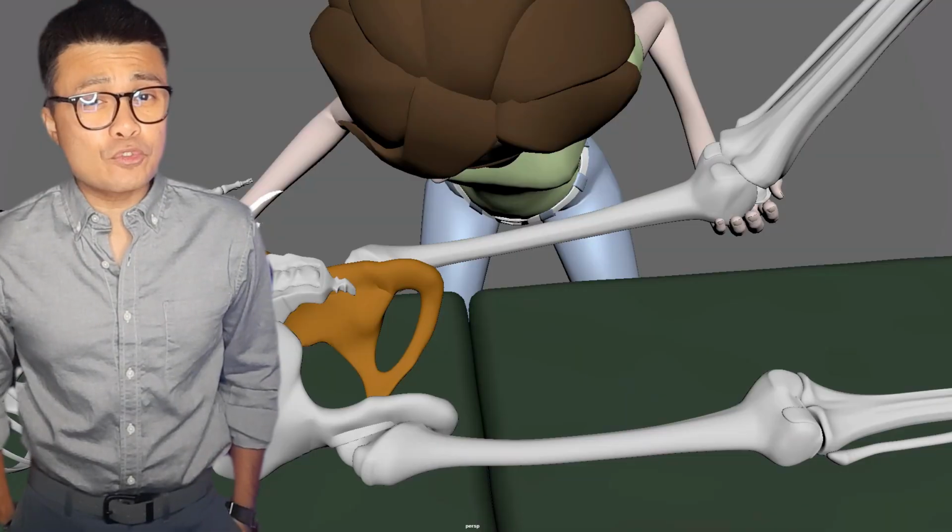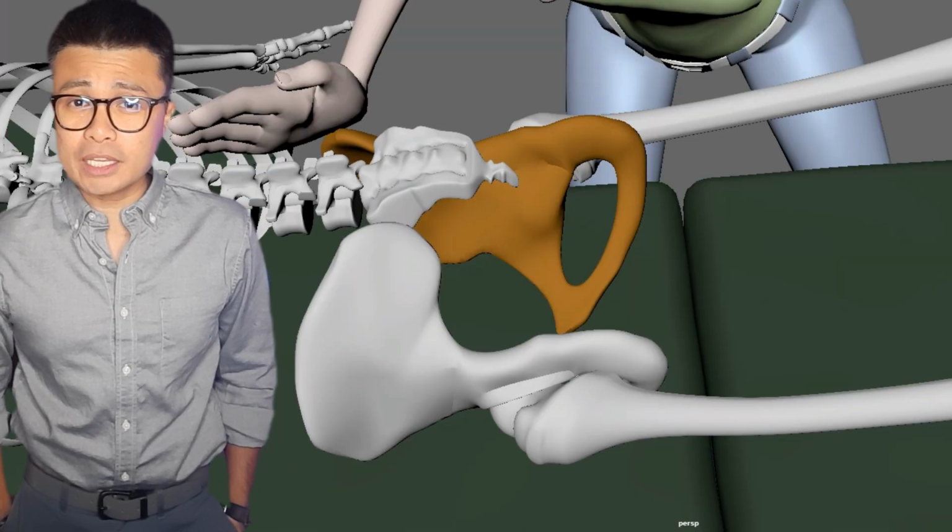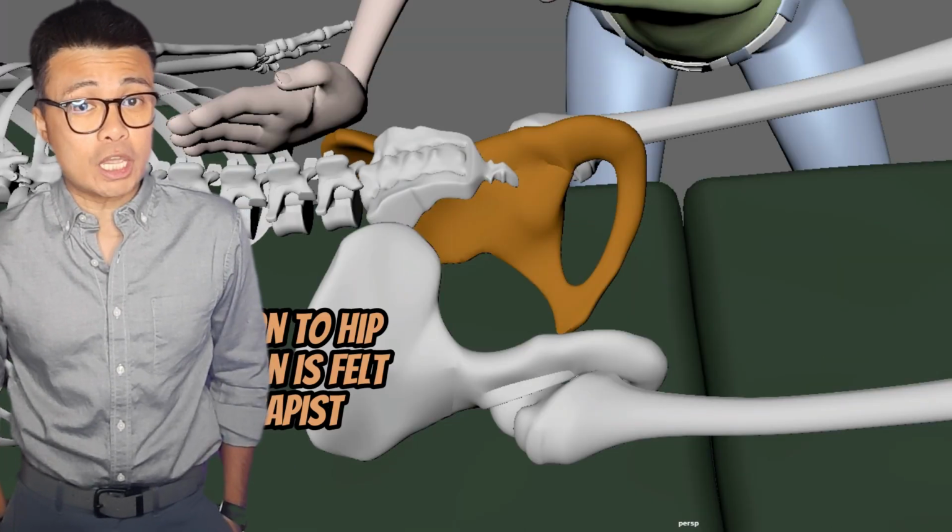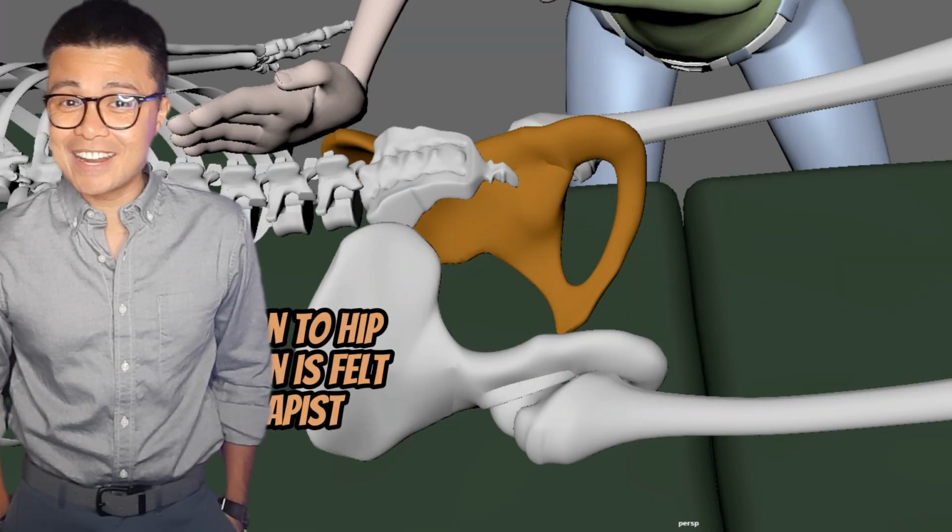Today I'll show you how to fix a posterior iliac rotation, or a posterior pelvic rotation, through muscle energy techniques and exercises. Let's dive in.